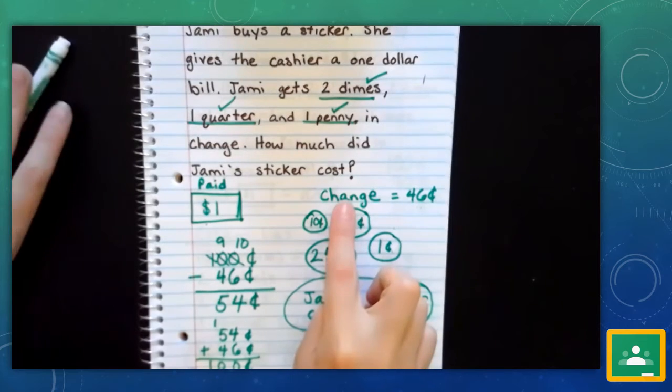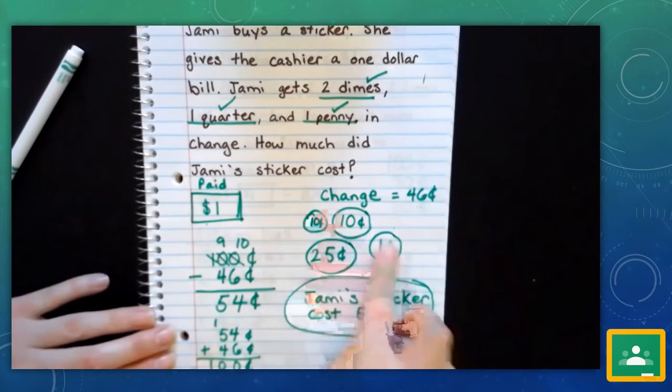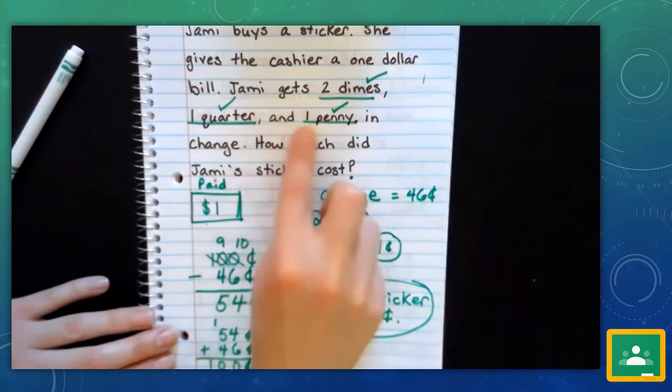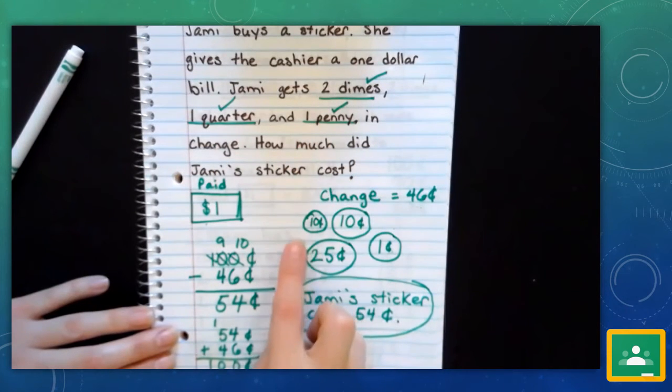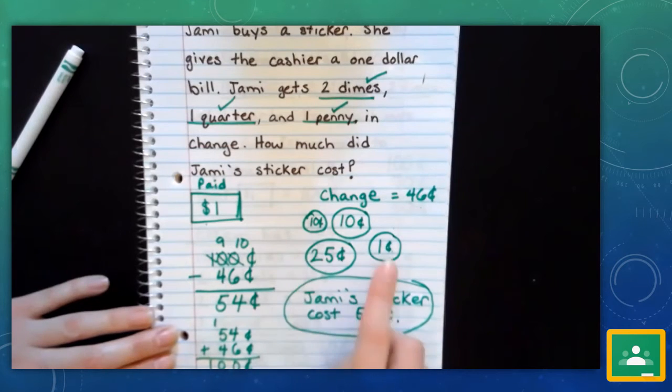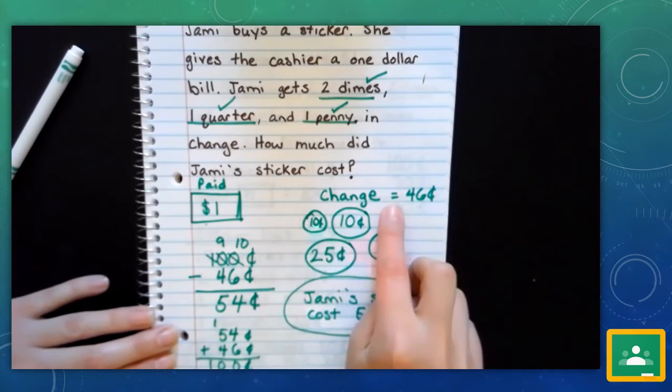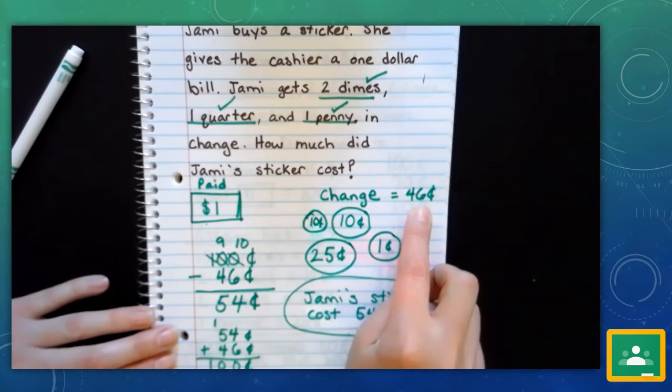And the change that she received, they were all coins. So I looked back in the problem, I noticed the list of coins, and I redrew them. I drew the 2 dimes, the 1 quarter, and the 1 penny. And then I used that model, that picture, to figure out that the change was equal to 46 cents.